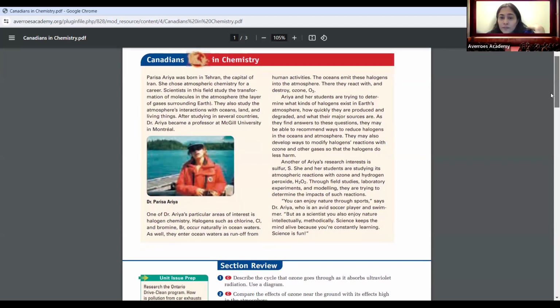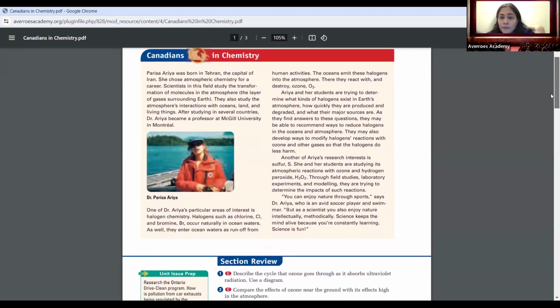So once you find out the answers to all of this and learn more about these chemicals, they can develop ways to modify halogens' reactions with the ozone layer and other gases so that the halogens do less harm.